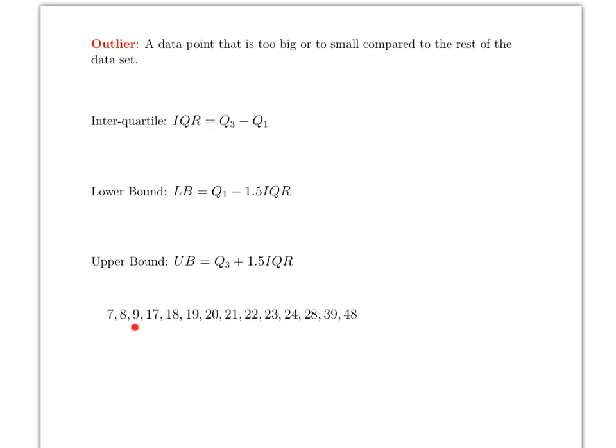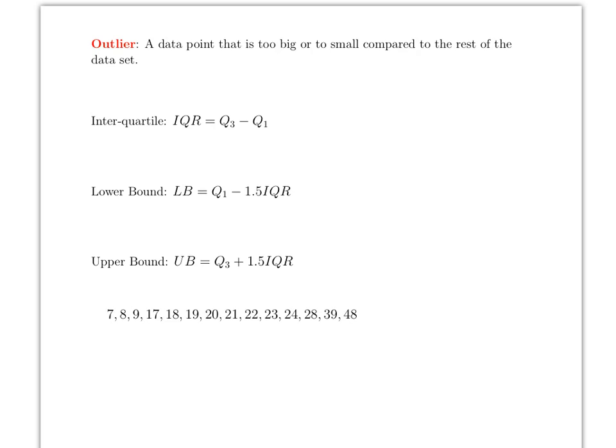For example, if you look at this, it looks like 48 is too big compared to the rest, and 7 is kind of small, but you cannot use that as a predetermination to say this is too big and this is too small. You have to have an official way to get to that. So this is how we're going to do it.